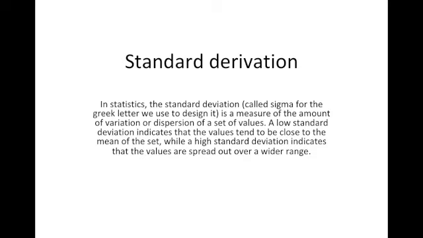So a low standard deviation, as it's written here, means that the values tend to be close to the average. Although a high standard deviation indicates that the values are spread out.